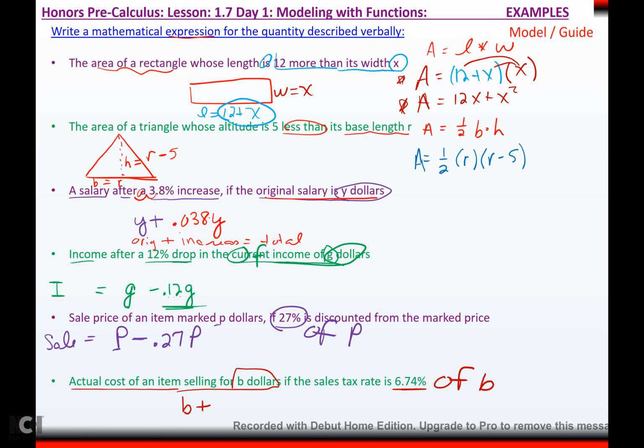Again, that means times, but we need a decimal. So that would be 0.0674 times B. That would be my final cost. You don't just get to pay the price on the ticket. You're going to have to pay 6.74% of that price more. Okay?